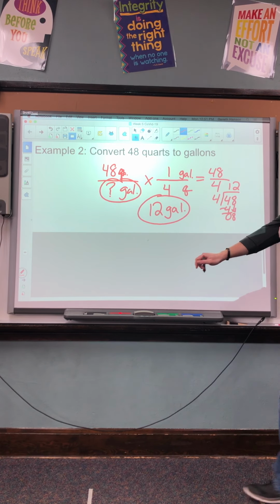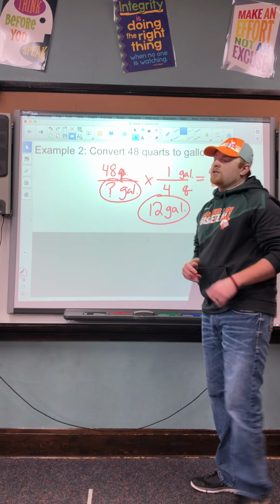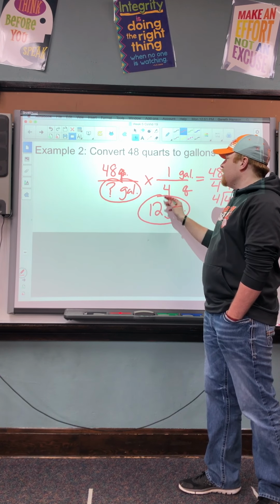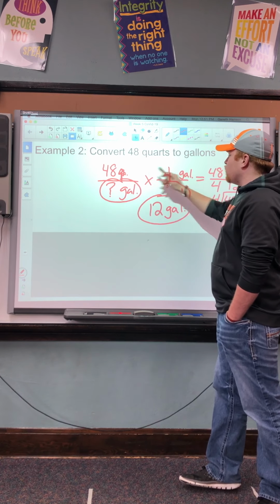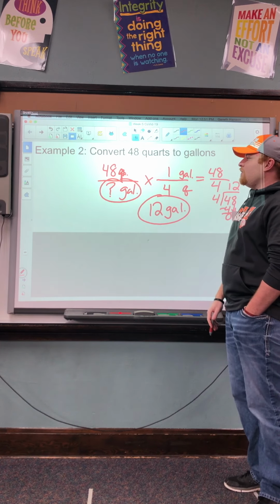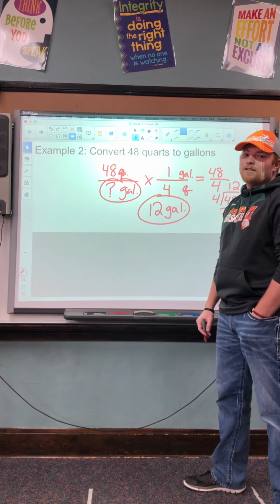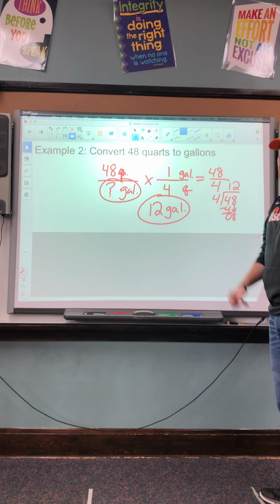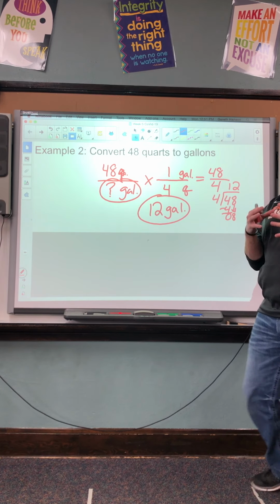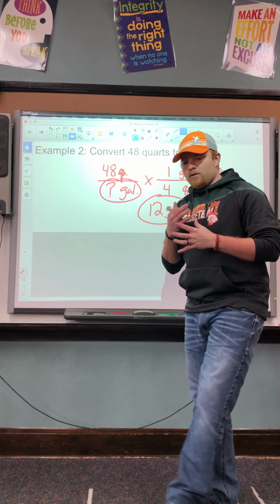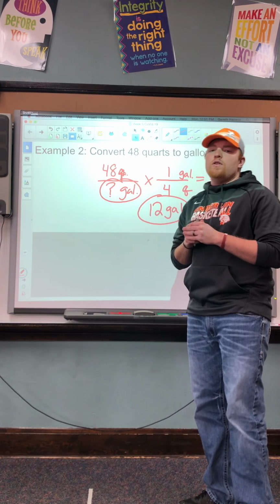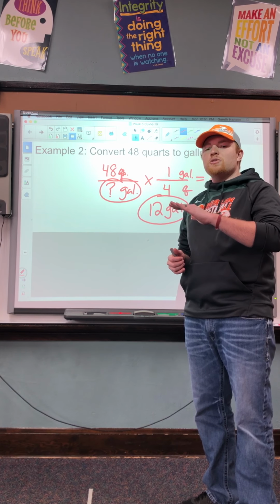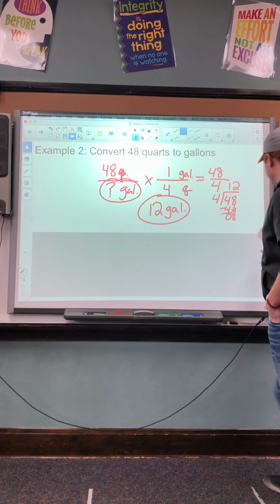Just make sure when you're doing this, make sure your answer makes sense. So we know that there are more quarts in a gallon. Okay, so if you went 48 times 4, that would give you 192 gallons. And we know that can't be possible because there's more quarts in a gallon. So it has to be a lower number. When you go to a larger unit of measurement, you should get a smaller number. Larger to smaller unit of measurement, then that's when your number should be bigger.